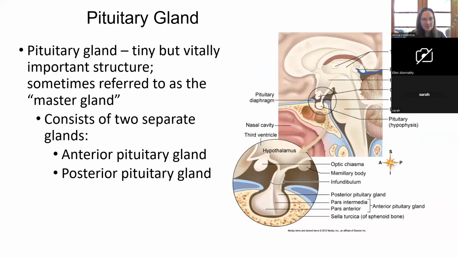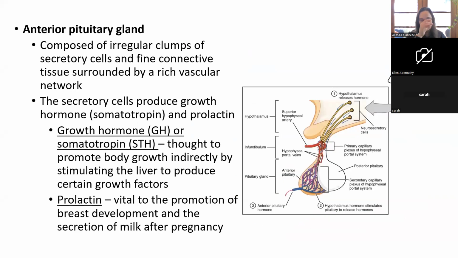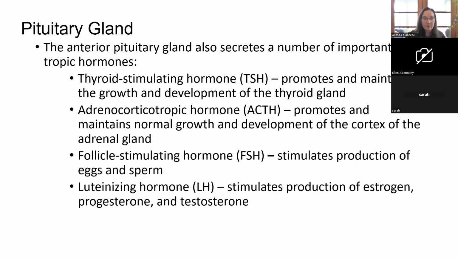So there are two parts to the pituitary, the anterior and posterior. They each have different hormones. The anterior pituitary has 6 major hormones that it releases. So the first is growth hormone. Growth hormone is going to trigger growth, right? So it triggers growth and anabolic activity in a lot of the cells of your body. It also releases prolactin. Prolactin encourages development of milk in the breast tissue.